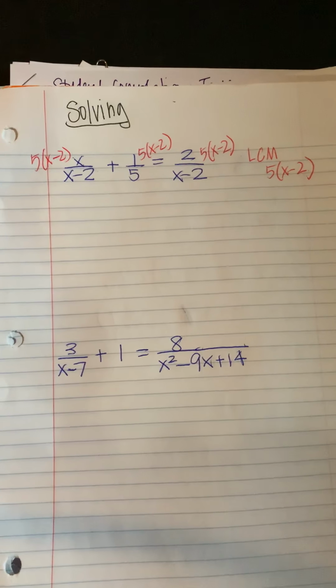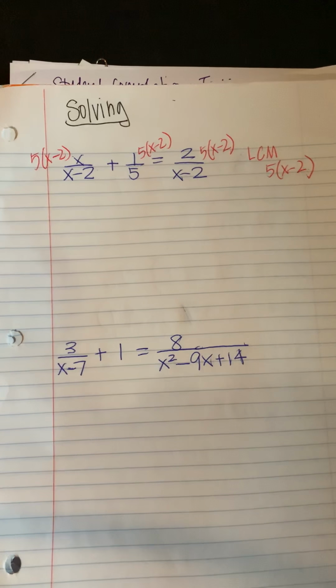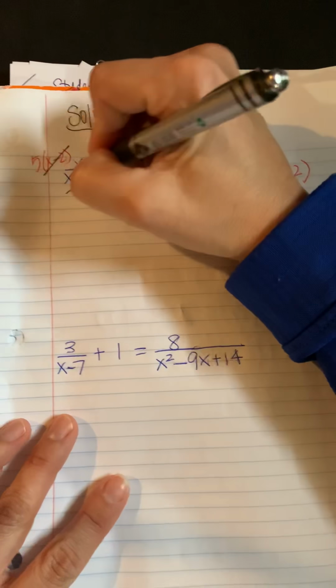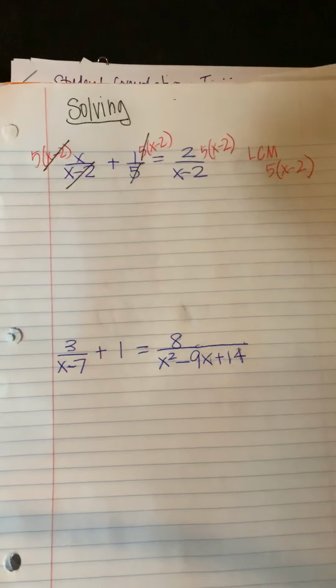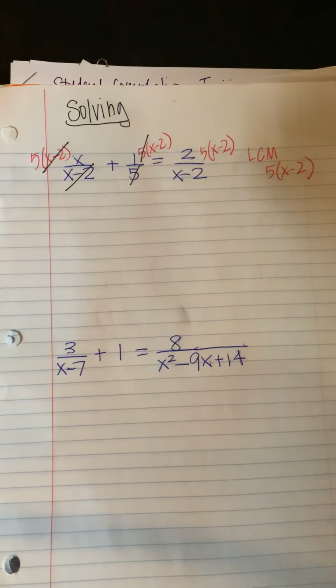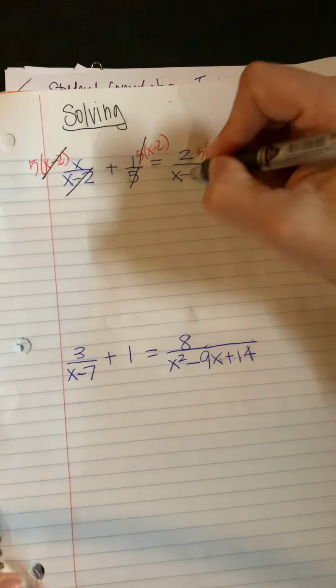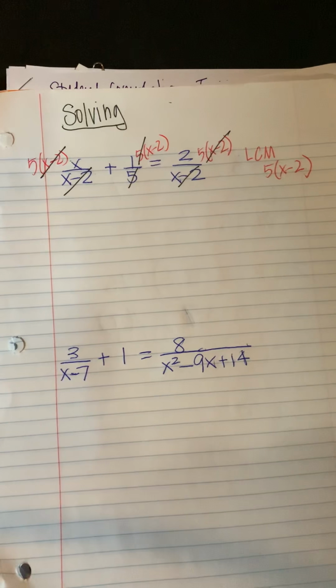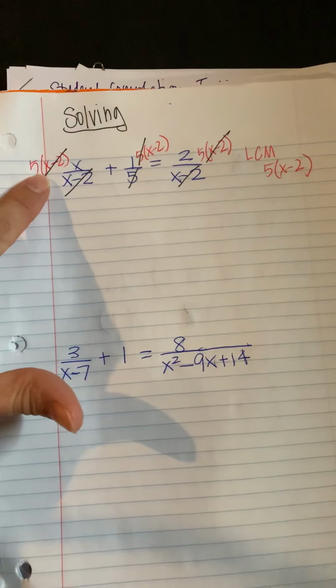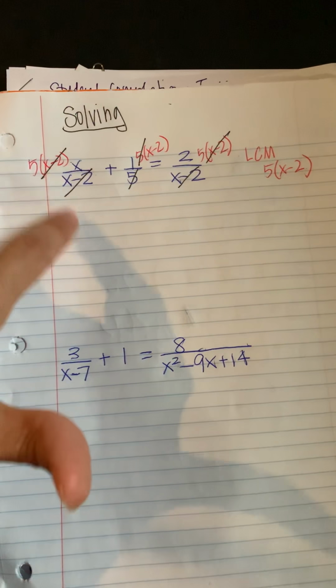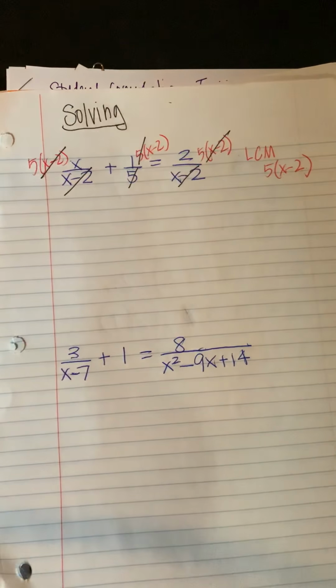Now in this case, once I do that, there's going to be some canceling that I can do. This x minus 2 gets to cancel here. This 5 gets to cancel there. And then finally this x minus 2 can cancel here. Take a minute to see what we just did. We multiplied the tops by that least common multiple, and we were able to cancel the tops and bottoms.